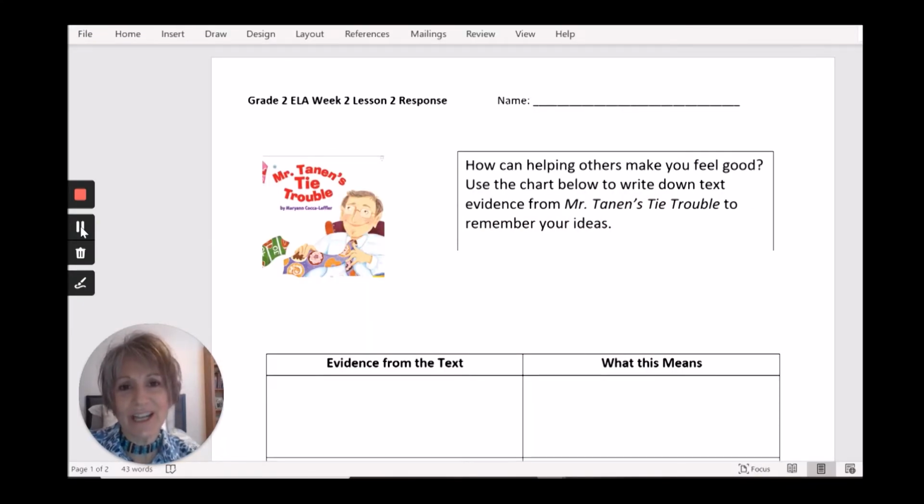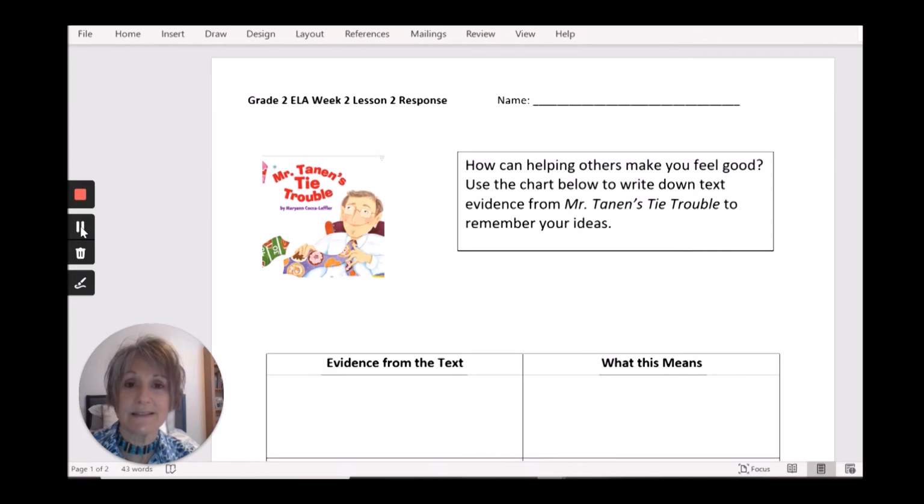Let's look at our graphic organizer together. It says, how can helping others make you feel good? Use the chart below to write down text evidence from Mr. Tanen's tie trouble to remember your ideas. Now remember, you don't have to have this fancy sheet of paper. We're going to create an organizer together. On one side, it'll say evidence from text, and on the other side, it will say what this means.